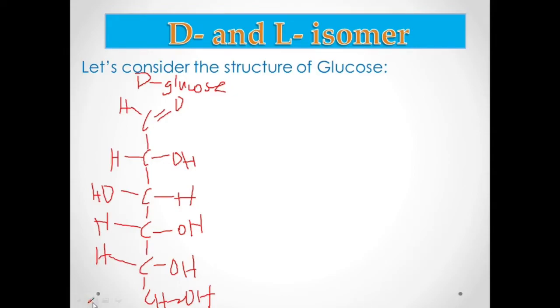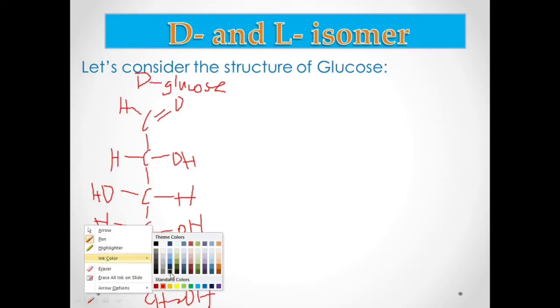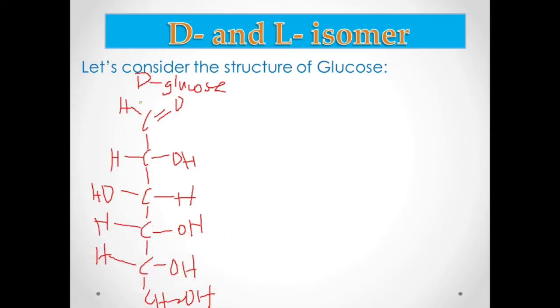Carbon number 1, is it chiral or not? I will number this first. So you have 6 carbons. Carbon number 1, chiral or not? No. That is not chiral because it's only bonded to 3 different groups. Carbon number 2, yes, this is chiral. You notice that this is chiral because you have a different group here, different there, different here, and also different there.